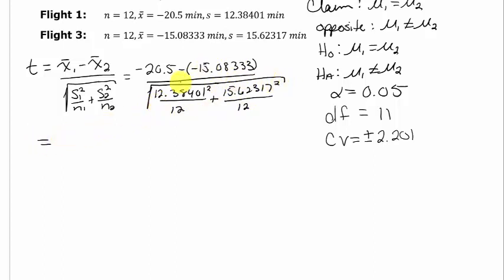Again, don't do any rounding until the very end. We're going to need the numerator to do our confidence interval, so I'm going to make a note of that. The numerator is negative 5.41667. Don't forget to put these in parentheses when you're doing your calculation on your calculator, and you should get negative 0.9412.